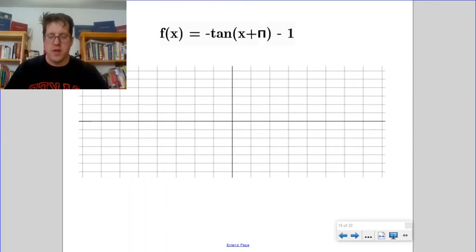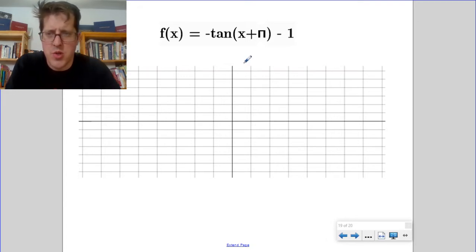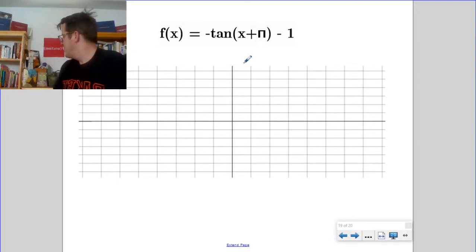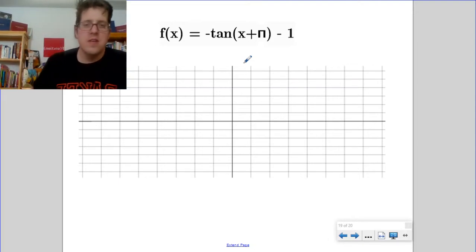All right, here's a quick example. You won't have to do any of these on WebAssign until next week, but I thought it was nice to get out ahead of it. So we've got f of x equals the opposite of the tangent of x plus pi, minus 1. I know that's an absolutely crazy pi. I'm not sure what font I'm using here. Maybe it's a Steve's font or something.